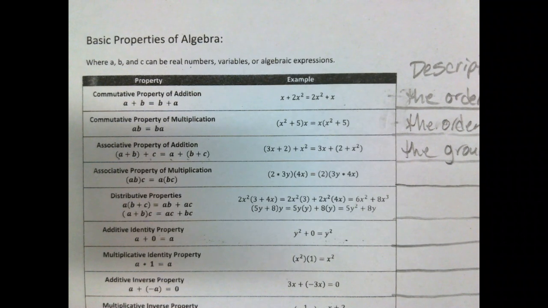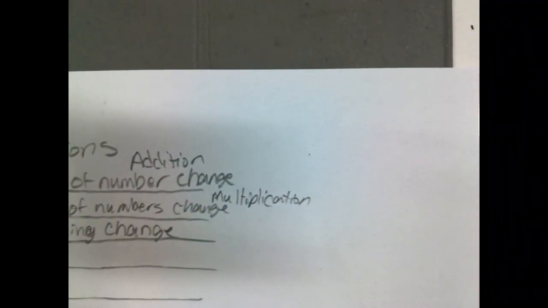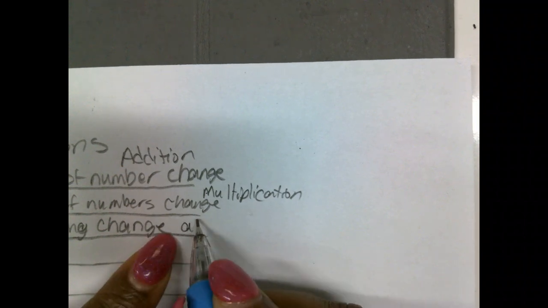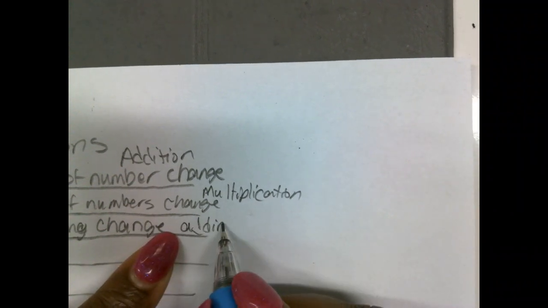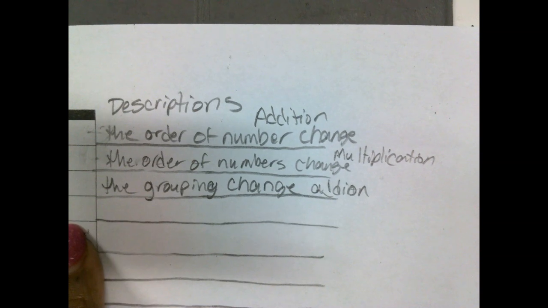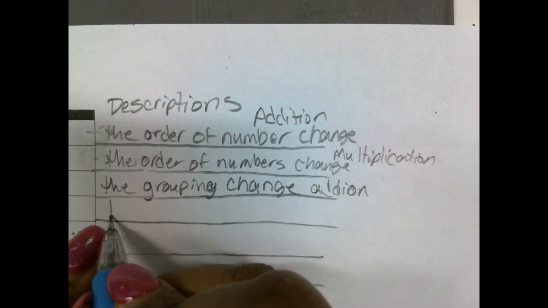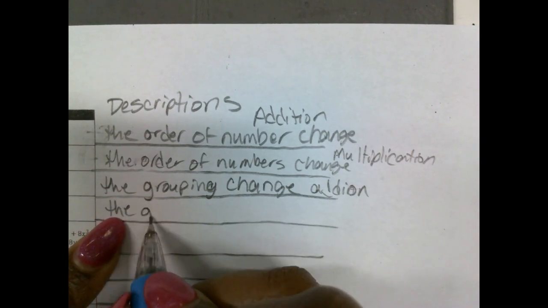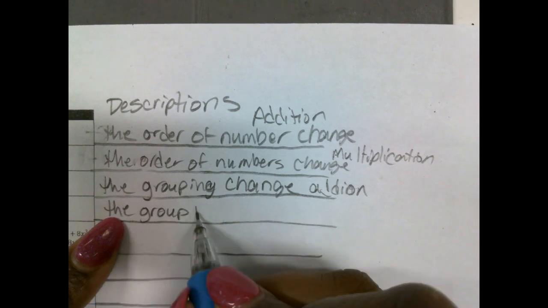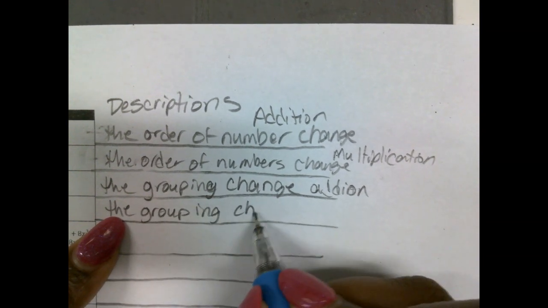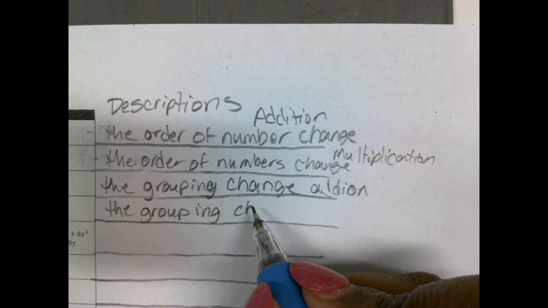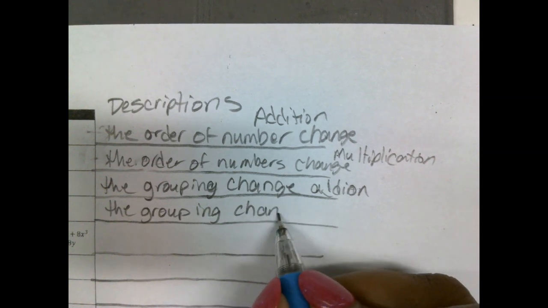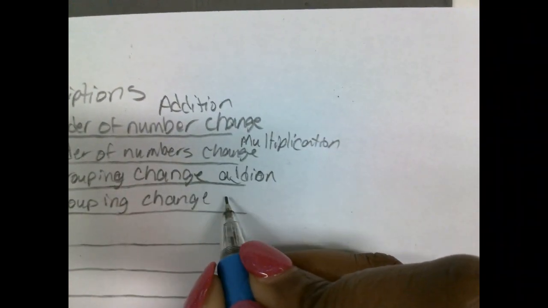All right, so the other one is also the grouping change. Don't forget, this one is addition. This is multiplication. So the grouping changes here. Which ones don't work? Sorry, division and subtraction will not work with associative property either.